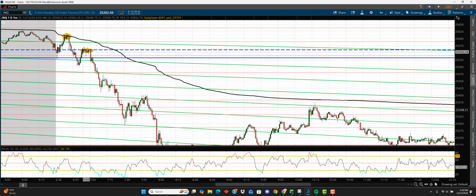You could have shorted it right here, which was an aggressive short, or you could have waited till it broke this low to go short right there. All right. So the market did go down and it found support right here at this angle. This wasn't a scalping long, by the way, if you wanted to take it.